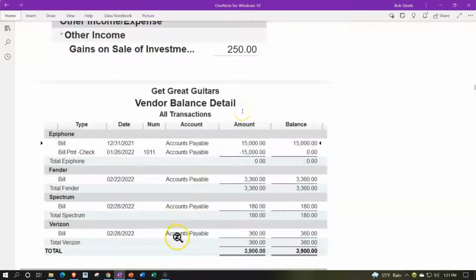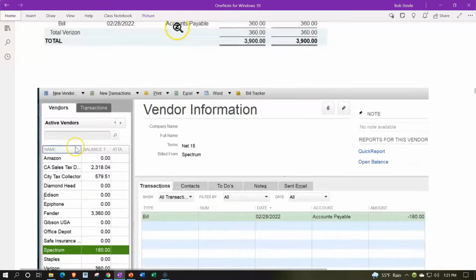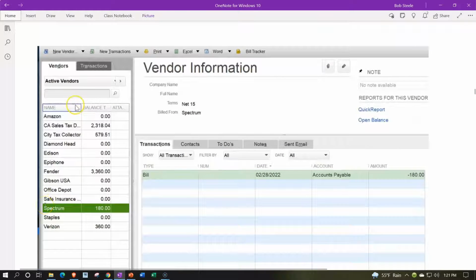If we look at the subledger breaking out by vendor, supporting the accounts payable account, now we've got the Verizon that we paid have a bill outstanding, and then Spectrum, we have the bill outstanding here. If we go into Spectrum in the vendor center, then we see our bill here as well.